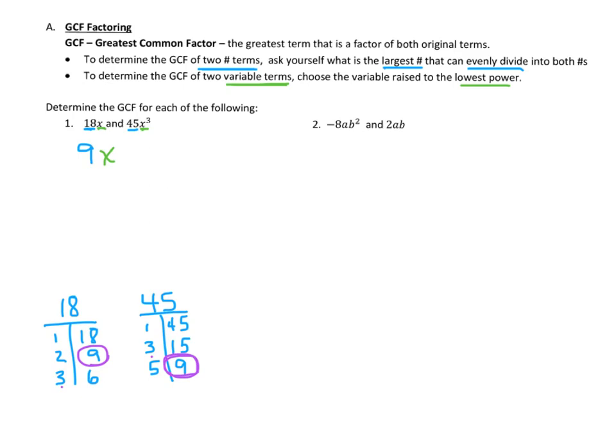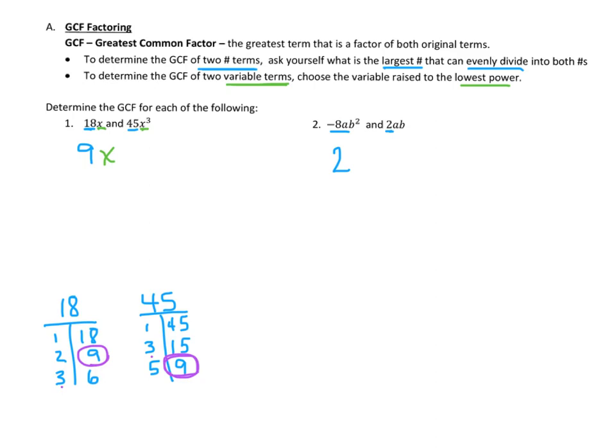Okay, number 2. I have negative 8ab squared and 2ab. So again, first look at your numbers. I have negative 8 and I have 2. All right, this one's a little easier. Probably don't need to make a list of all the different factors because hopefully you recognize that 2 is in fact a factor of both 2 and 8. And so if one of your numbers is a factor of both, it probably is going to be your GCF. So 2 can come out.